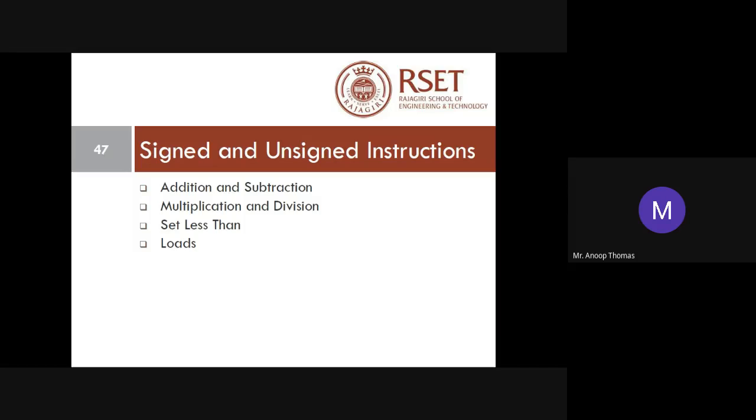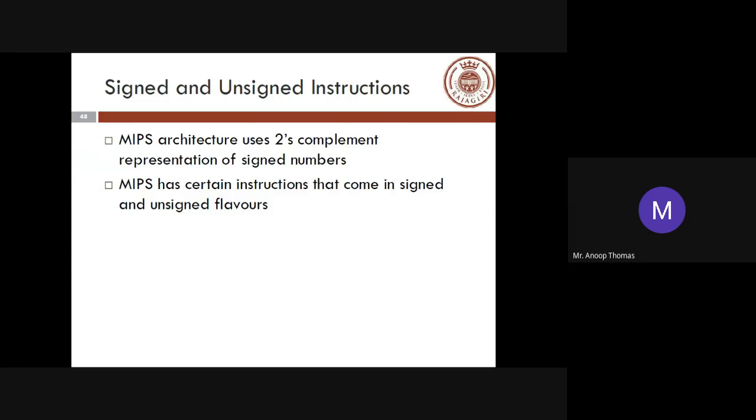Instructions are things given to the MIPS microprocessor to execute. So we are speaking about assembly language. We are speaking about a language which the MIPS understands better than human beings. We are still at the machine level, not at the human level. So this is something which I already told: 2's complement representation, and instructions that come in signed and unsigned flavors. So this is the general introduction.